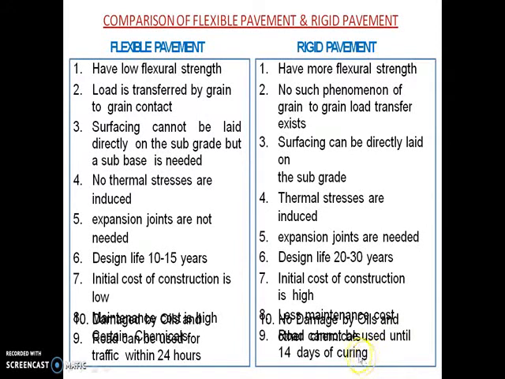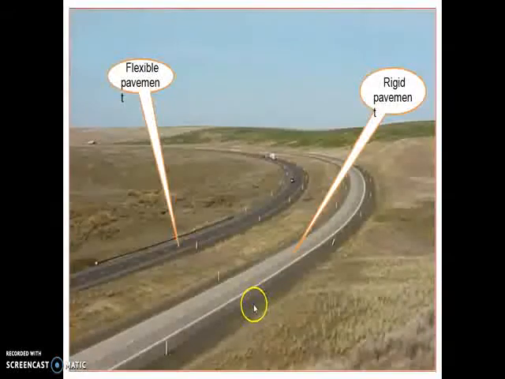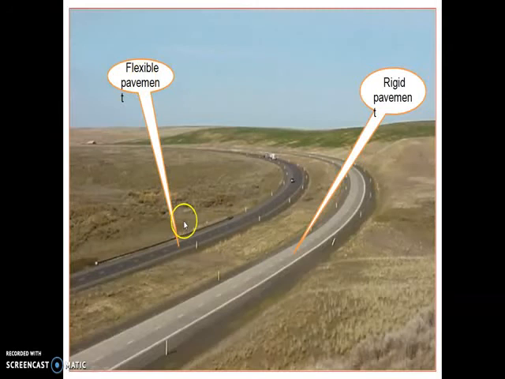This is the flexible pavement. This is the rigid pavement. I will show the difference. Black top pavement is called flexible pavements. Rigid pavements should be cement concrete pavements and then white pavements. Okay. And then requirements of pavements.